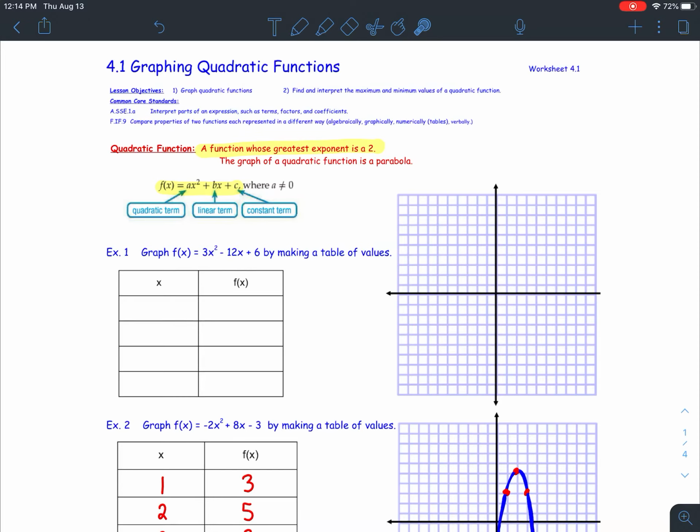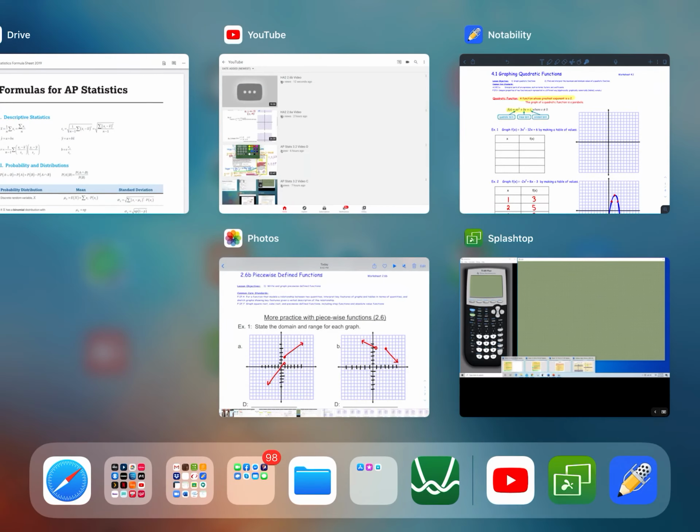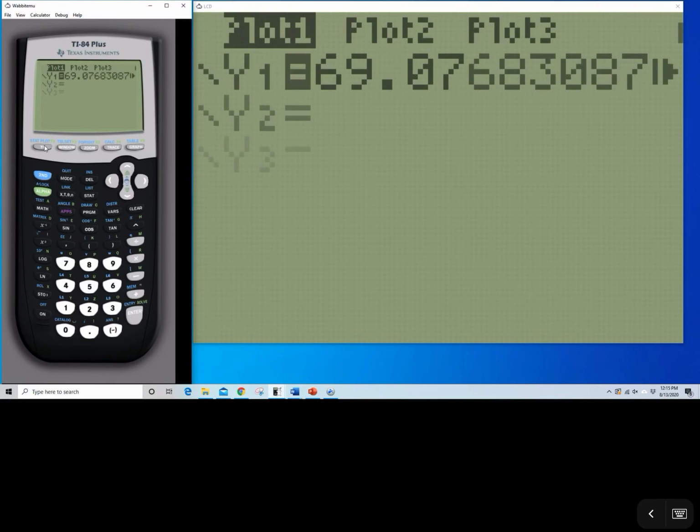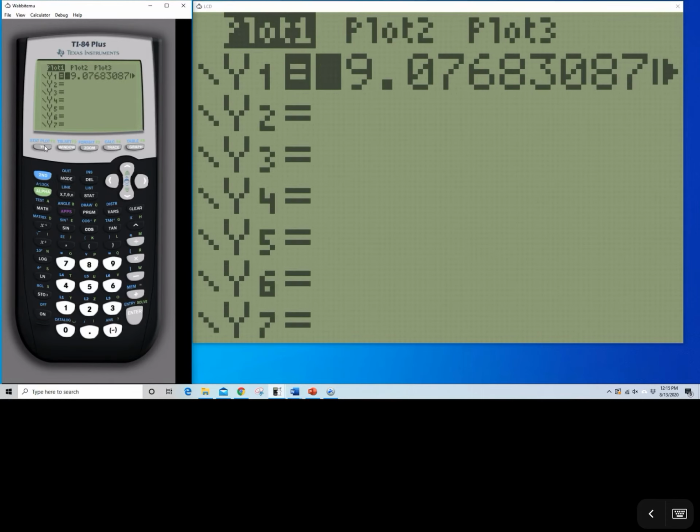Okay, so what we're going to do in this first example is see if we can graph this particular quadratic equation. We're going to make a table of values, and we're going to be using our calculator to help us with this. So I'm going to ask you to get your calculator out. If you would, please, go ahead and press the y equals button.